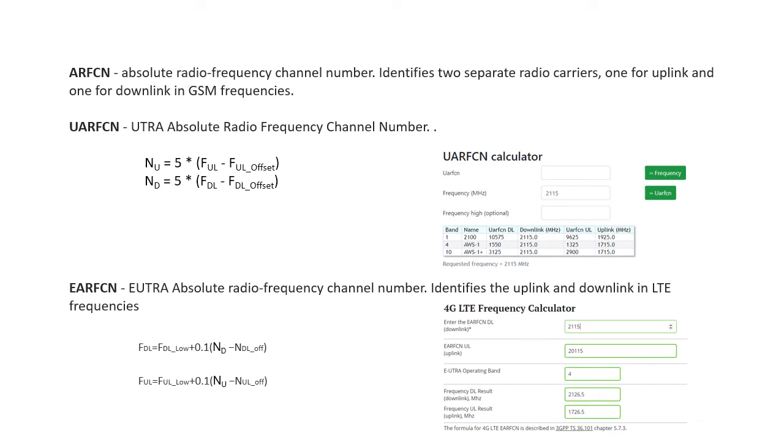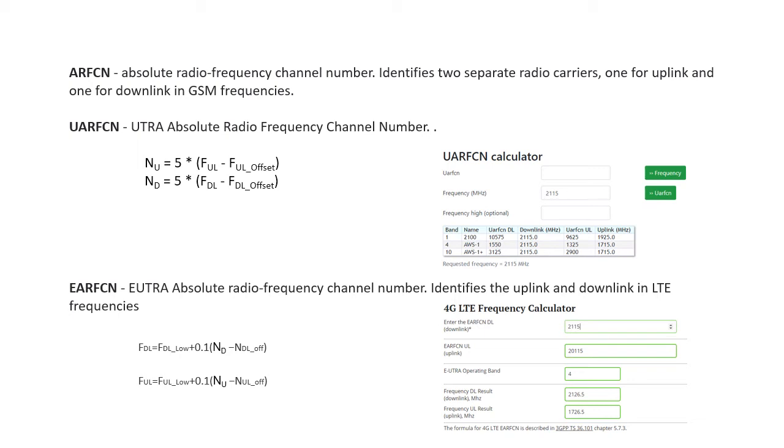So here's just a recall. What is ARFCN? It is the absolute radio frequency channel number. It identifies two separate radio carriers, one for the uplink and one for the downlink in GSM frequency. The derivative of ARFCN is the UARFCN, or Ultra ARFCN, which is for the standard UMTS technology. For LTE, we have E-Ultra ARFCN, which we call EARFCN.